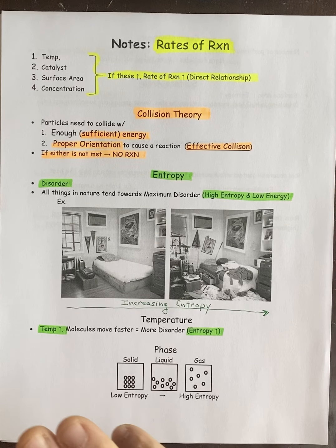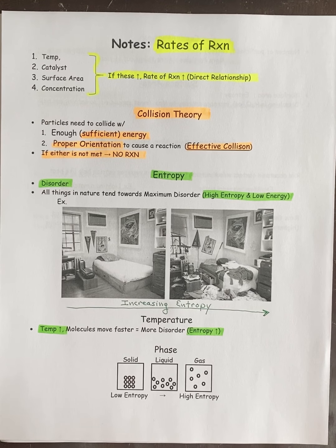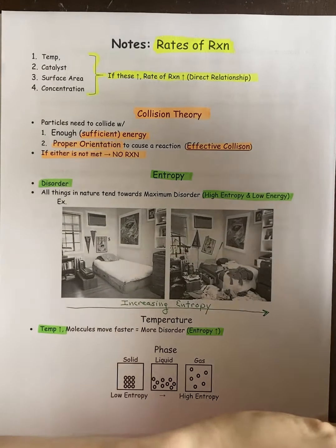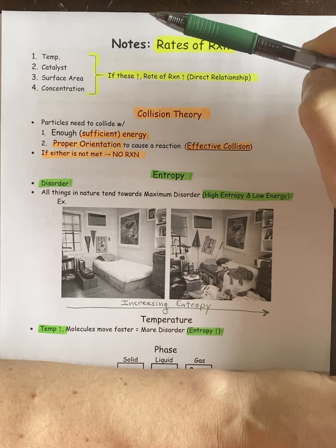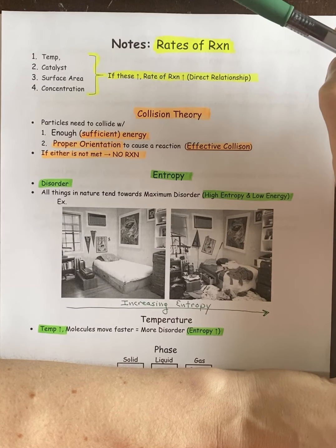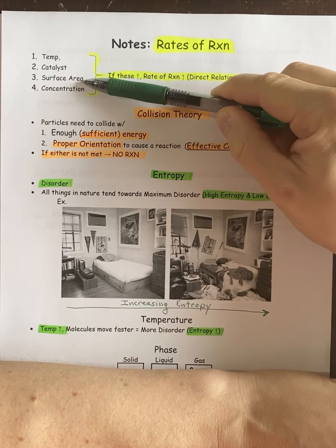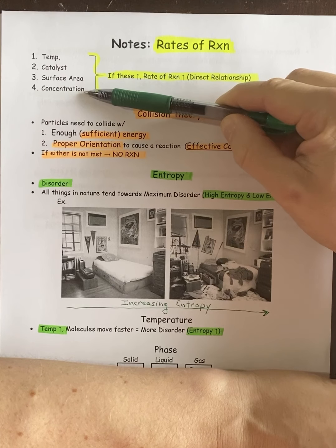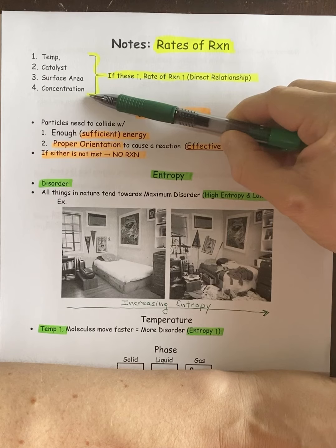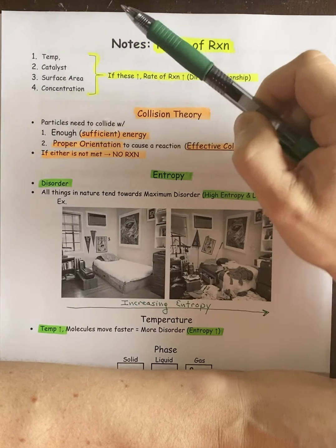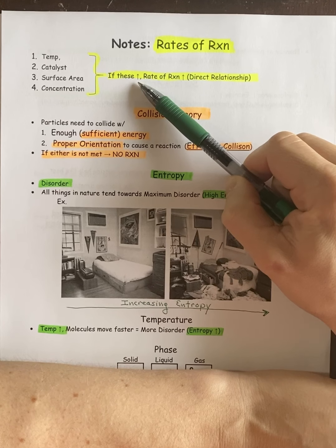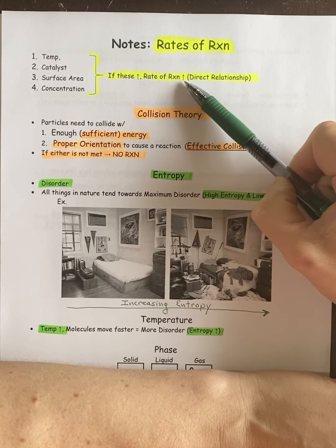In this video, we're going to talk about the rates of chemical reactions and the things that can speed them up or slow them down. There are four issues that will increase the rate of a chemical reaction: the temperature, a catalyst, the surface area, and the concentration. These are all directly related to the rate of the reaction. So in other words, if we increase the amount of these, we will get a faster chemical reaction.